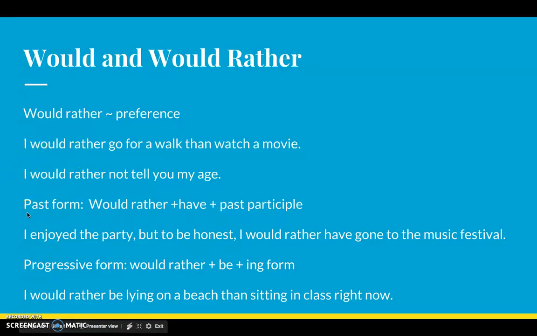In the past, we would use would rather plus have plus the past participle to express something that we would have preferred to do. And the implication is that it didn't happen. So I enjoyed the party, but to be honest, I would rather have gone to the music festival. So in this statement, I'm telling you that I didn't go to the music festival, although I would have preferred that over the party. The progressive form of would rather is would rather plus be plus ing. Right now, I would rather be lying on a beach than sitting in class.